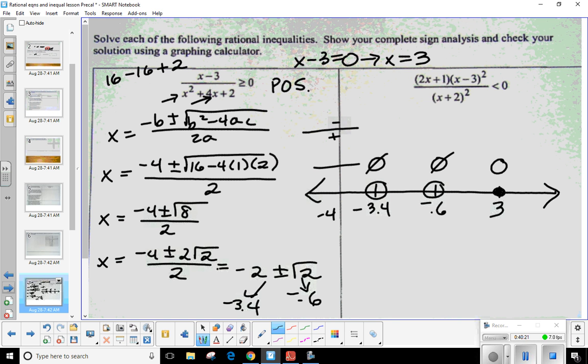Okay. Now I need something between negative 3.4 and negative 0.6. Negative 1, that'll work. Perfect. All right. So negative 1 minus 3, that is a negative, over, let's see, negative 1 squared is 1, plus 4 times negative 1, and then plus 2. So that'll end up being negative. So a negative over a negative, that's a positive. How are we doing so far?